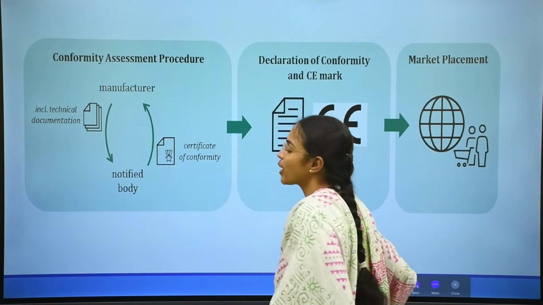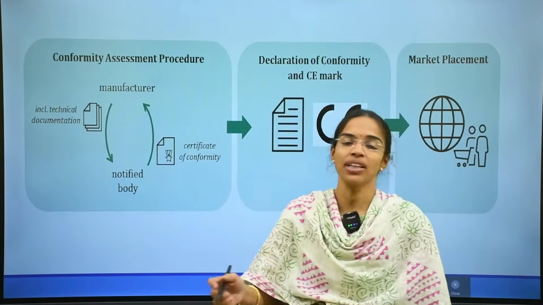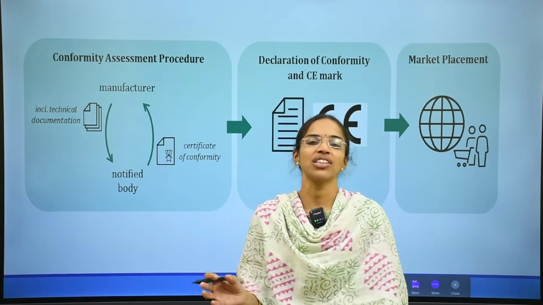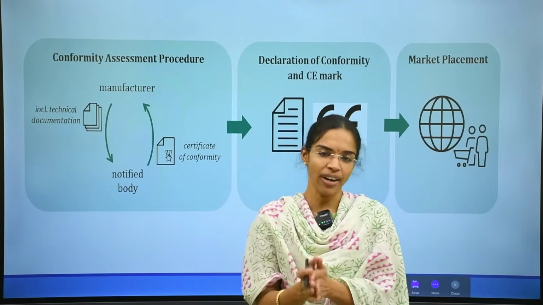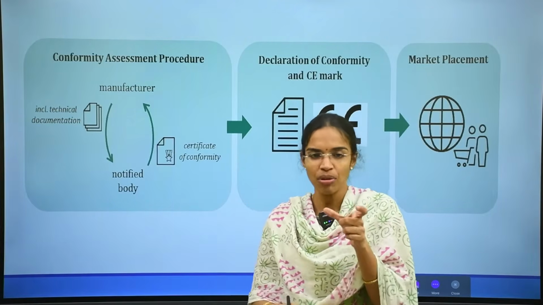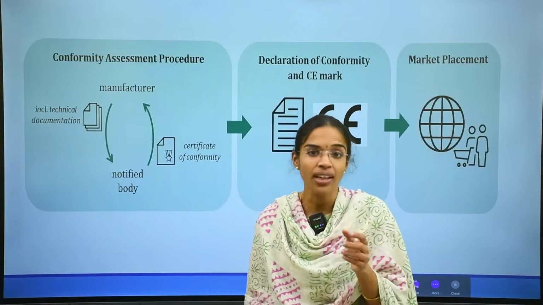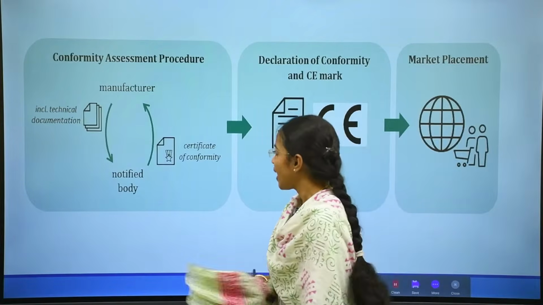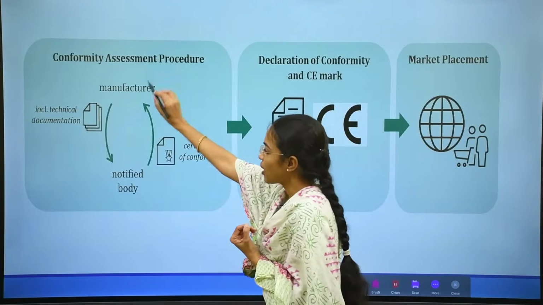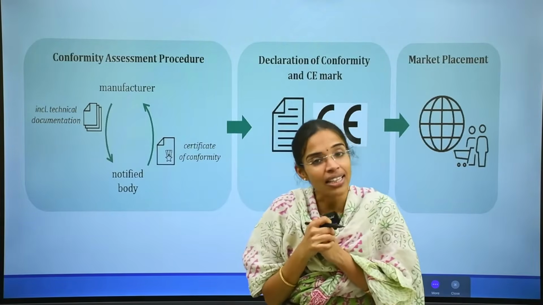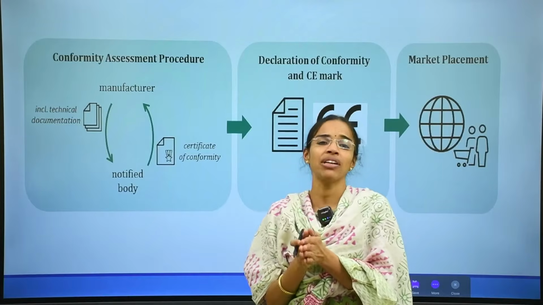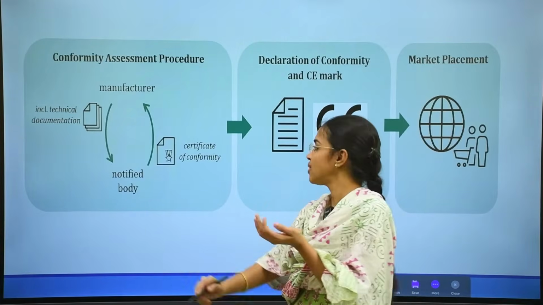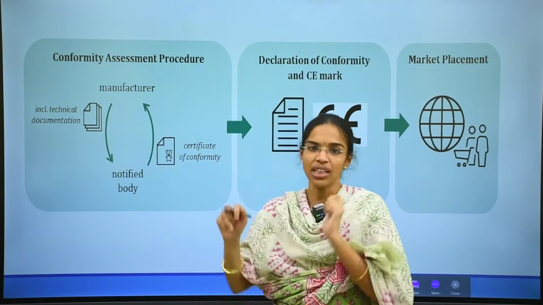Who is giving that? Okay, so it is between the manufacturer and the notified body. It is between the manufacturer and the particular responsible notified body. This conformity assessment report should be dealt with by the manufacturer and the notified body. Once the manufacturer and notified body are in consensus with each other, if they are in agreement and on the same path, then the certificate of conformity will be given.